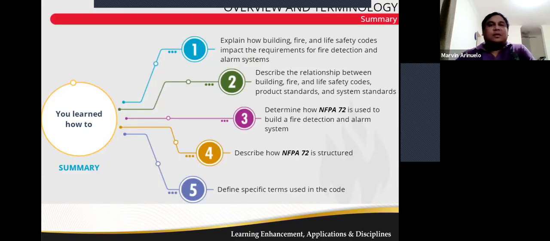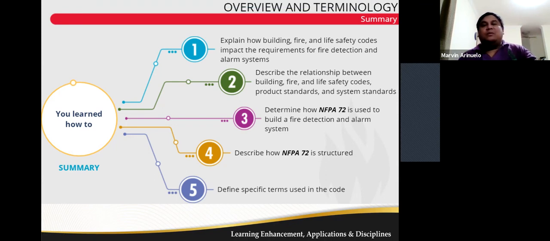Okay. So, a summary of what you have learned in this overview. Number one, explain how the building fire and life safety code impact the requirements for fire detection and alarm. Number two, describe the relation between the building fire and life safety code, product standard, and system we discussed. And again, all of those should work together. If there are changes in one element, we need to synchronize to another element. Number three, determine how NFPA 72 is used to build fire detection and alarm.